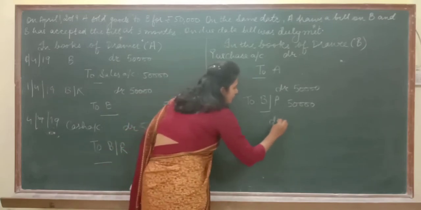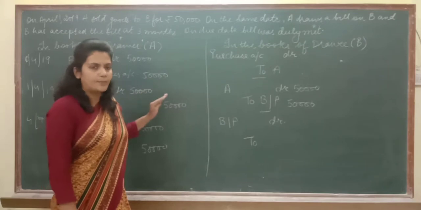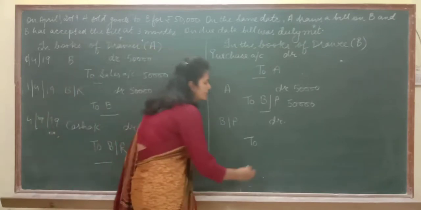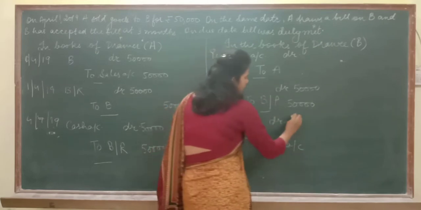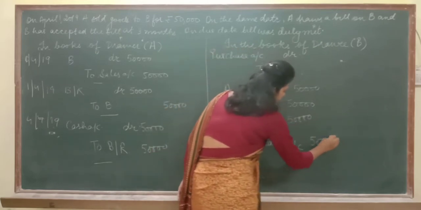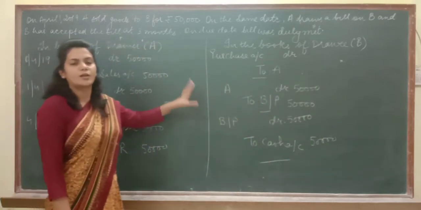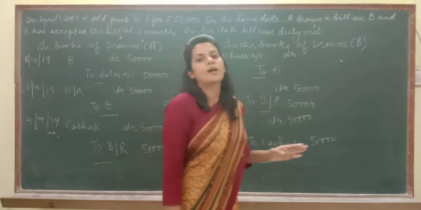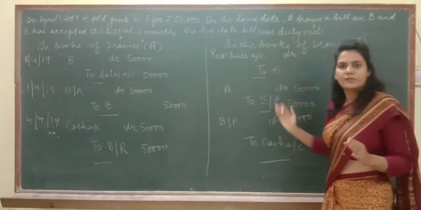So the entry will be bills payable account debited to. Now as B has made the payment, cash has gone out of B's business. So I'm going to write bills payable account debited to cash account, 50,000 and 50,000. So this is all about the first case. This way you have to pass the entries in the books of both drawer as well as drawee.